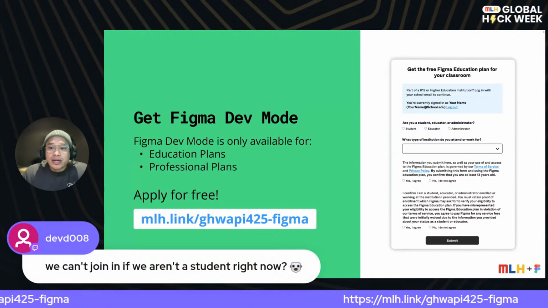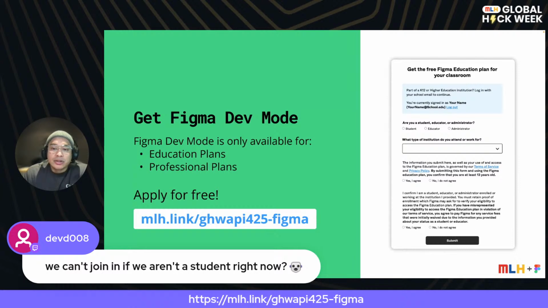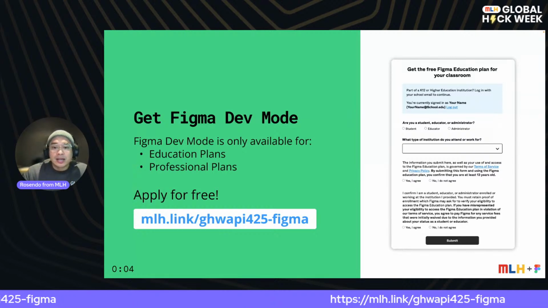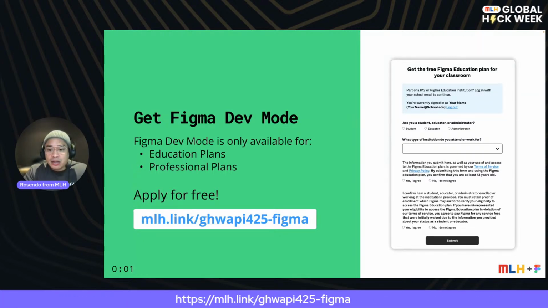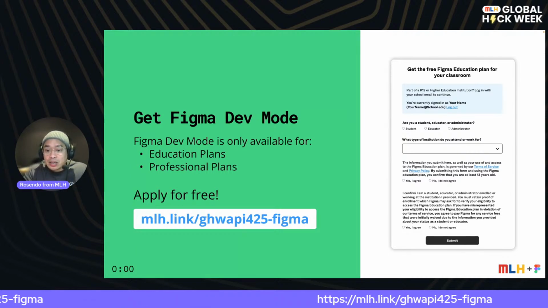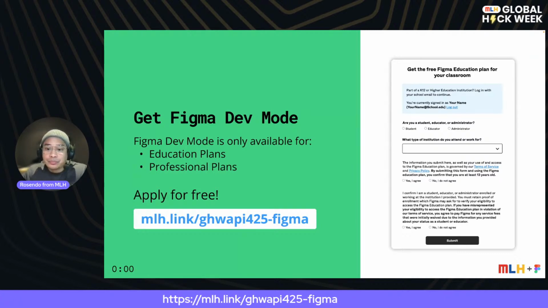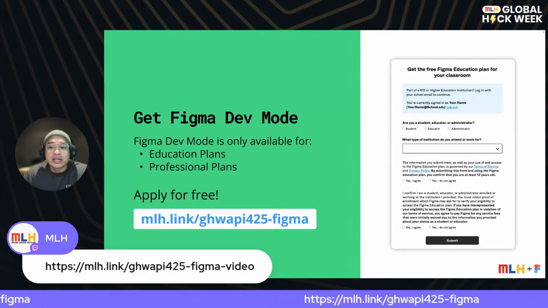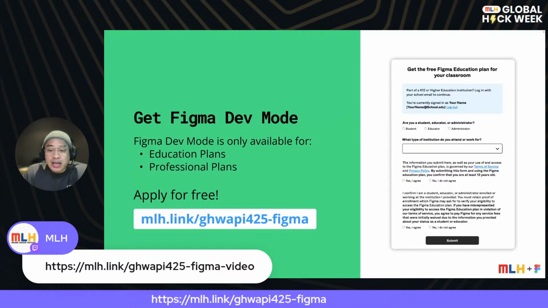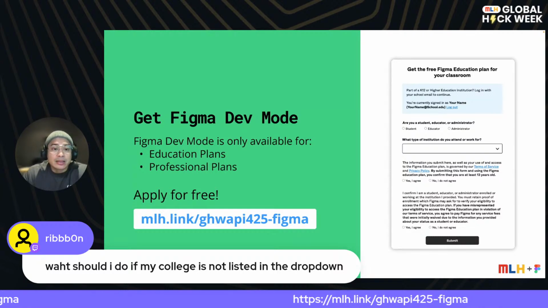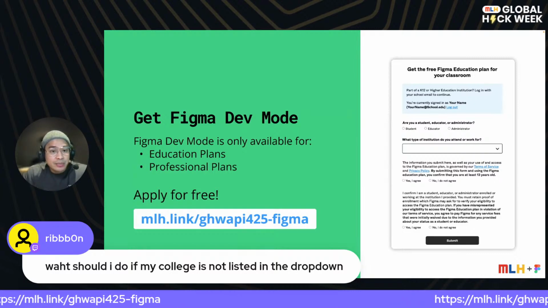We can't join if we aren't a student right now. If you have been a student in the past, I think you just put your most recent school that you've attended. Here's another quick tip. I'm going to drop a link in the chat for y'all. It's an instructional video on how to get signed up if you are having issues. So head over to this link here. This is actually provided to us by our friends at Figma. So definitely check out the video if you're having any issues with getting started. And if your college is not listed in the dropdown, you could just write it in. I think there is an option where you could just write in the educational institution that you're a part of. For me specifically, I went to college a very long time ago, so I put Major League Hacking.